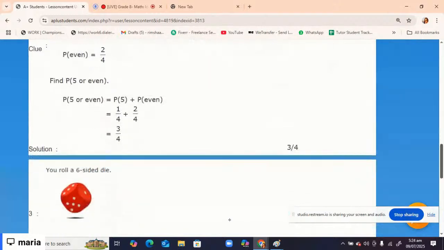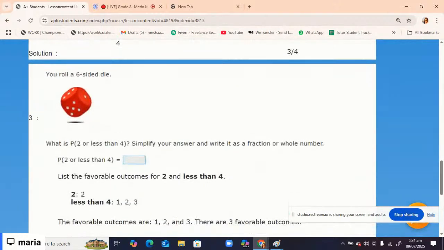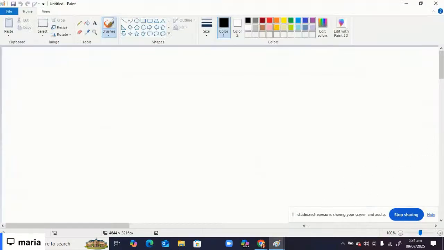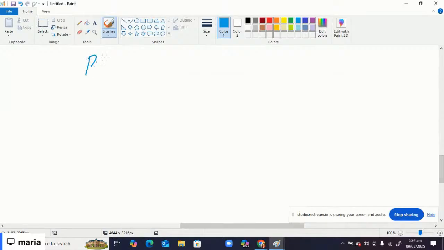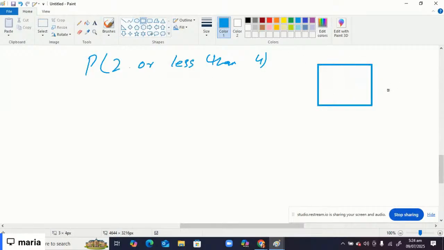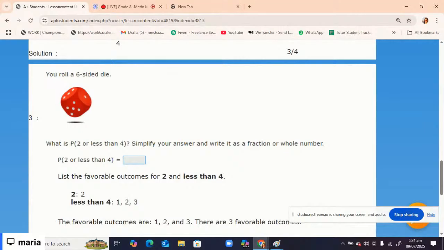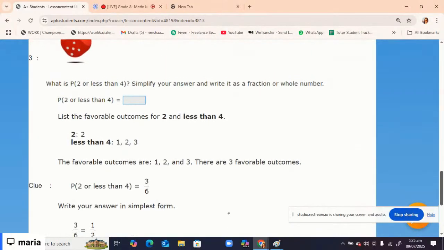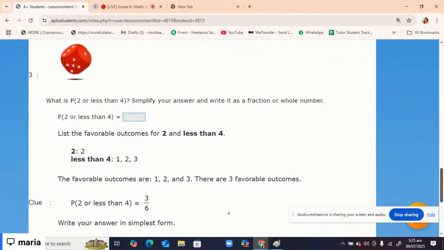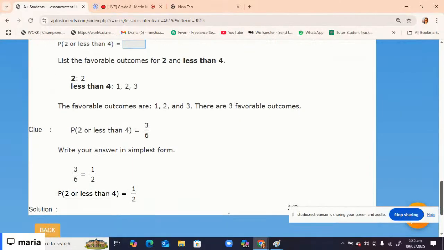This is basically the thing that we have done. Let's do it. You roll a six-sided die. What is the probability of 2 or less than 4? Six-sided die. Probability of 2 or less than 4. So here is the die. There are different sides of the die. This is the shape: 1, 2, 3, 4, 5, 6. Less than 4 is 1, 2, and 3. Three possibilities. So the probability of 2 is only 1 out of 6.